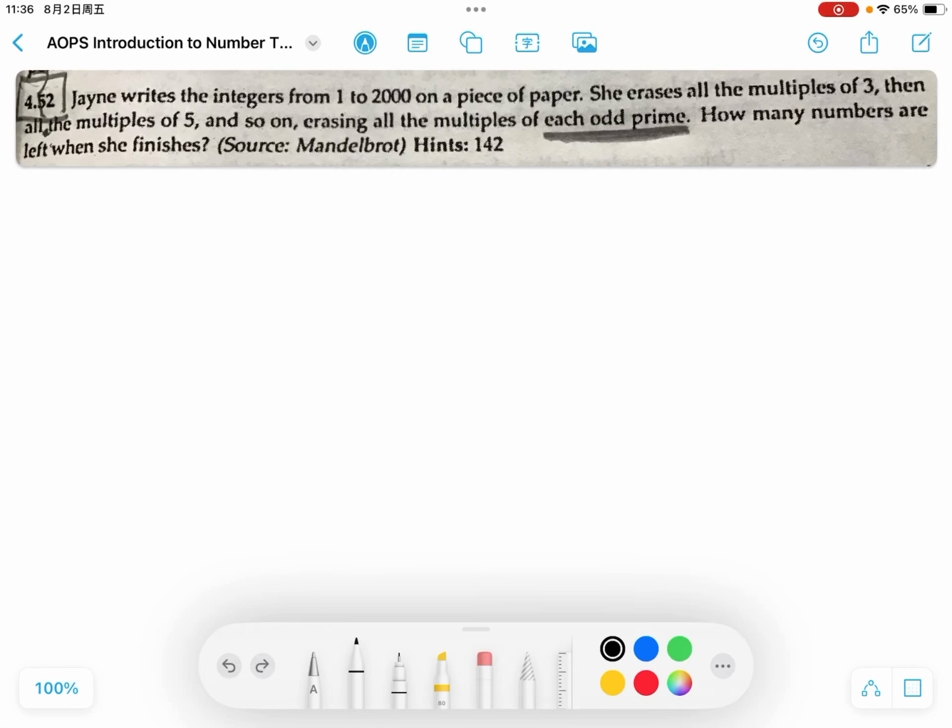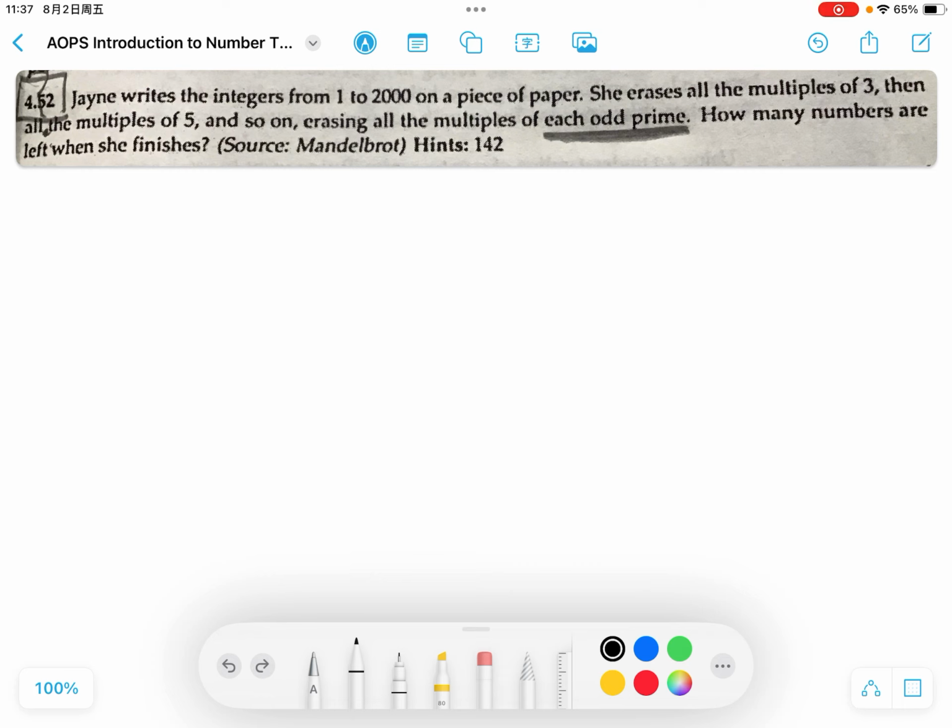This is problem 4.52 in AoPS Introduction to Number Theory. Jane writes the integers from 1 to 2000 on a piece of paper. She erases all the multiples of 3, then all the multiples of 5, and so on, erasing all the multiples of each odd prime. How many numbers are left when she finishes?